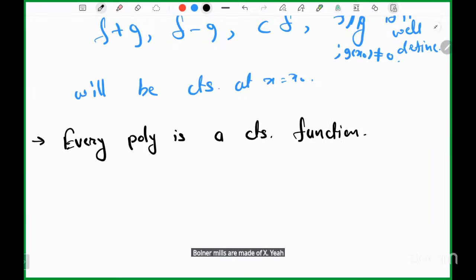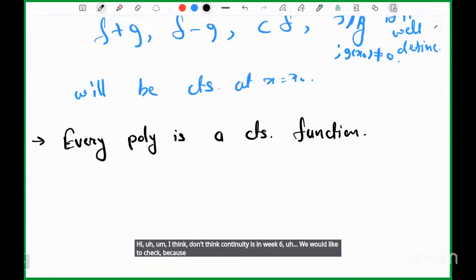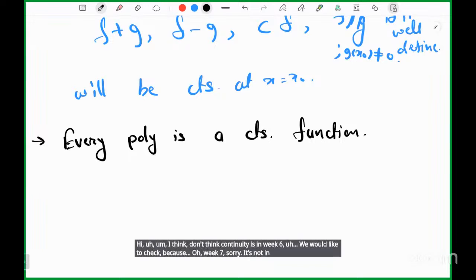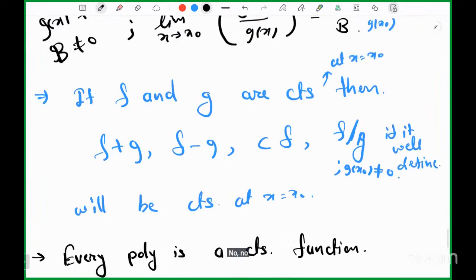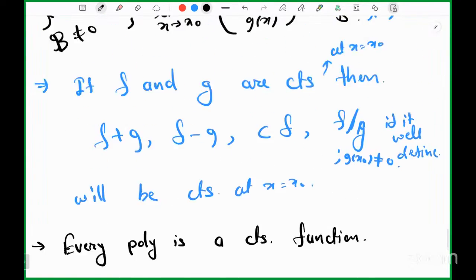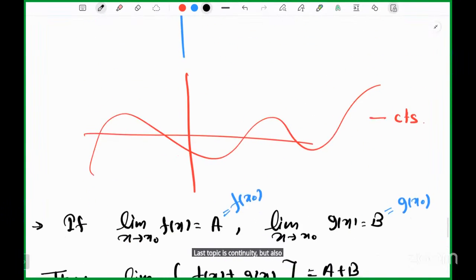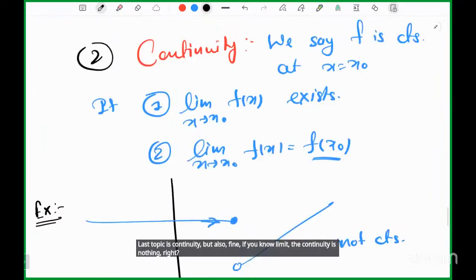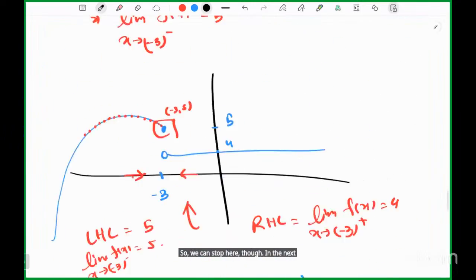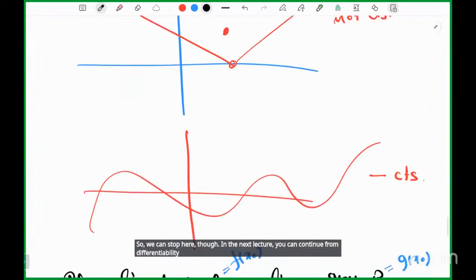I don't think continuity is in week 6. We would like to check it because Week 7, right? Week 7, sorry. It's not in week 7 is what I think. Okay. No, yeah, it's there. Last topic is continuity, but also fine. If you know limit, the continuity is nothing, right? So we can stop here though. In the next lecture, we can continue from differentiability or continuity also.